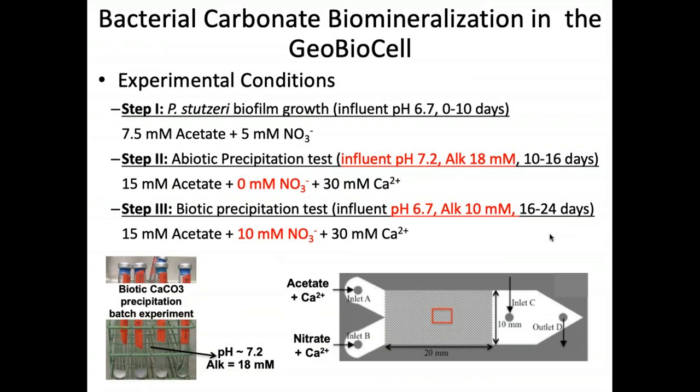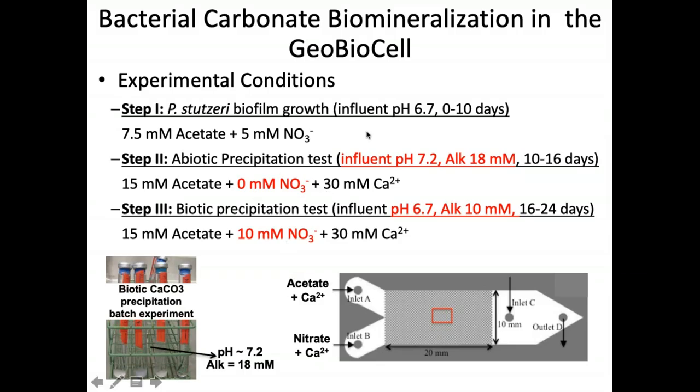So we wanted to set up what we did in the batch experiment in this flow experiment. We had acetate and calcium going from here. It's a three-step process. In the first step, we just put acetate and nitrate here, and let the biofilm grow in the middle. We don't have any calcium carbonate. And then we wanted to test. There are two ways we test it.